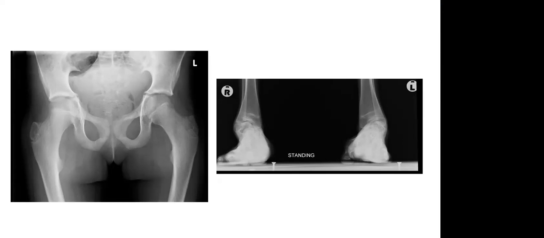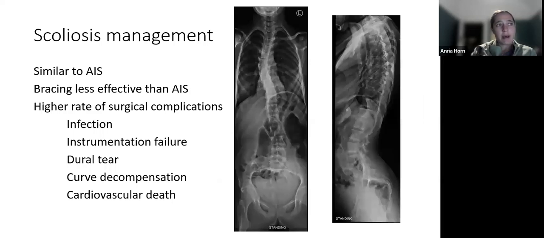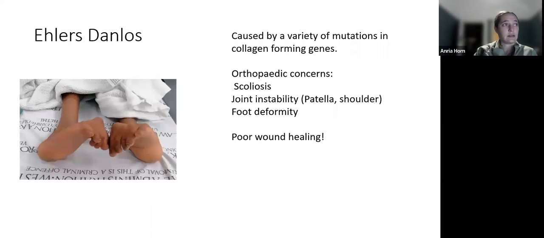Okay. And then she had quite nasty foot deformity. So she had ankle valgus, but hindfoot varus, and it was a bit of a mess. Then the management of the scoliosis, because I suppose that's the worst part of it, is it's similar to adolescent idiopathic scoliosis, but bracing is a lot less effective and there's a much higher rate of surgical complications. So infections, instrumentation failure, dural tears, curve decompensation, and cardiovascular death, as you can imagine.